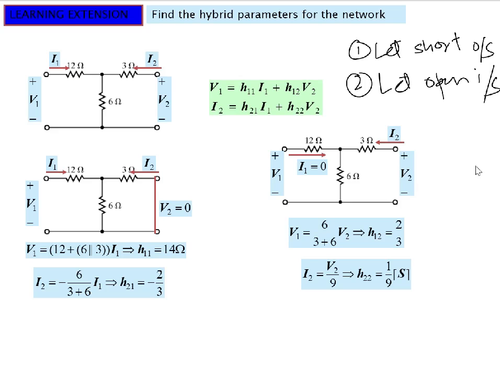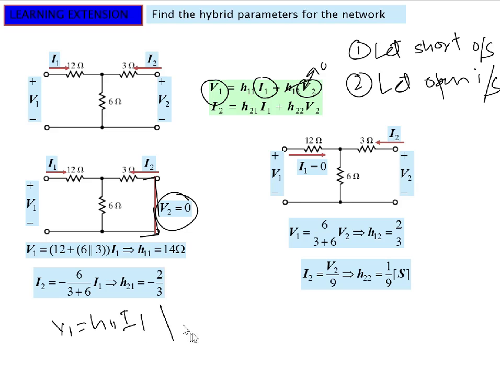So first one, making this circuit short on the second side, on the output side. So V2 is 0. So if V2 is 0 here, this thing is gone and we are left with I1 and V1. So we can write it here as V1 is equal to H11 I1 for V2 equal to 0. So now we can calculate H11.